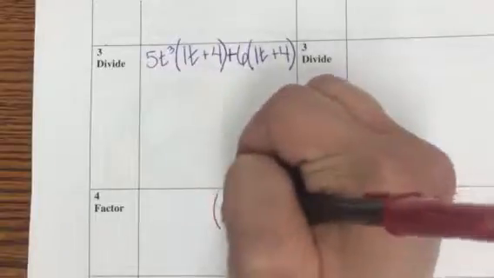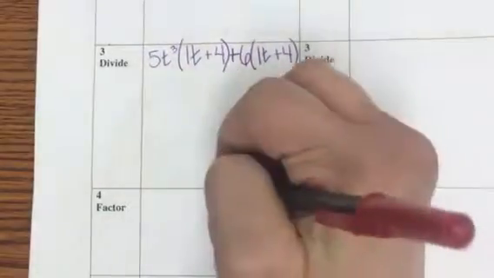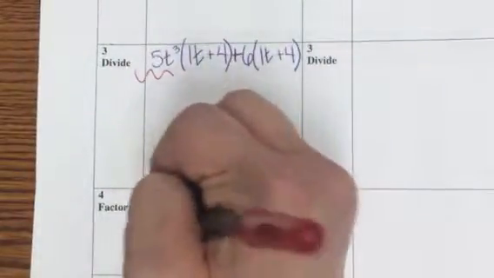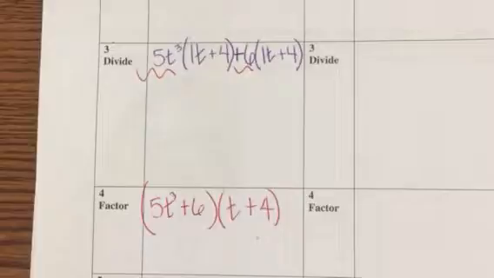What gets multiplied by that parenthesis 1t plus 4? They have that common parenthesis. What is getting multiplied by it? A 5t cubed and a positive 6 are both getting multiplied by that t plus 4.